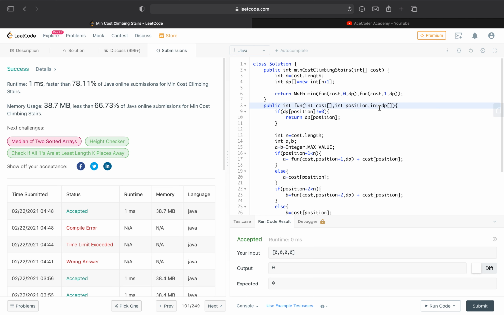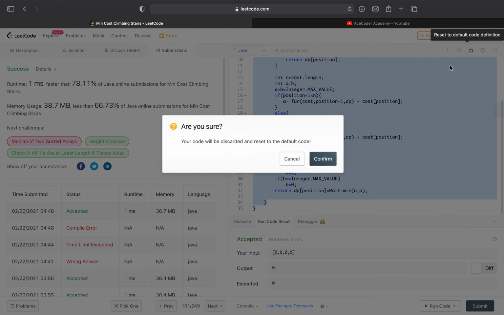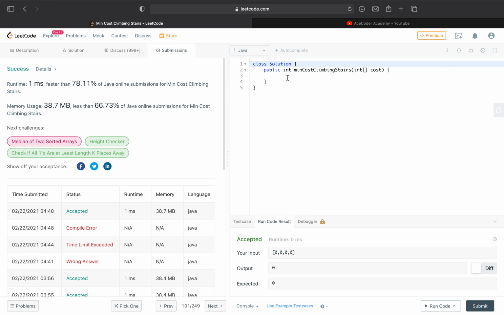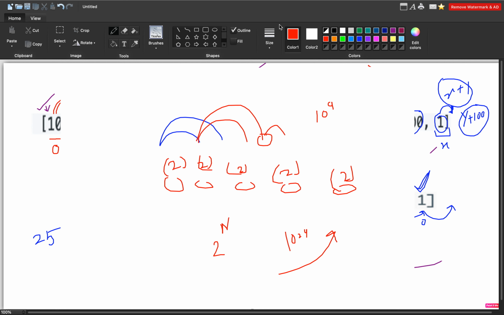Now we will learn the bottom up approach, basically where we are building our answer in tabulation form. From small to higher we are building our answer. So let's reset our code. Yes, I want to reset. Now let me explain what we are going to do.